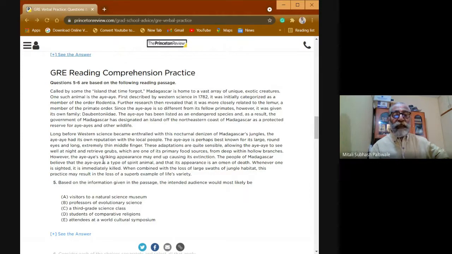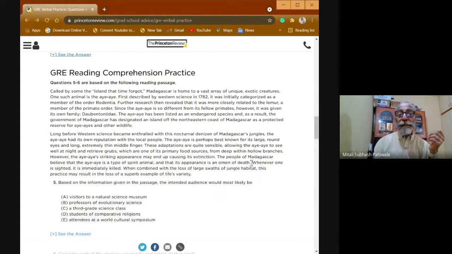However, the aye-aye's striking appearance may end up causing extinction. The striking appearance means the unique appearance was taking it towards extinction. That's what is said in the first paragraph. Its life was in danger.